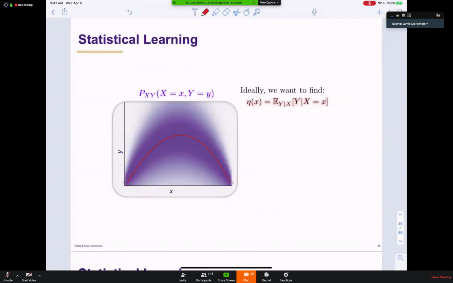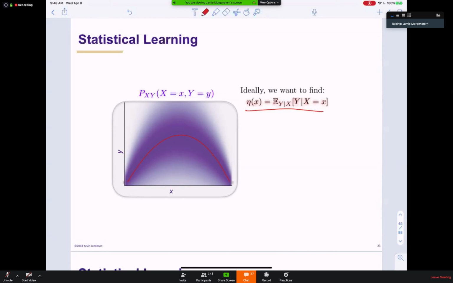Okay, so that's what we would like to find, right? This eta x would give us zero squared error, of this particular form that we'll talk about in a second. But what's the problem with this?